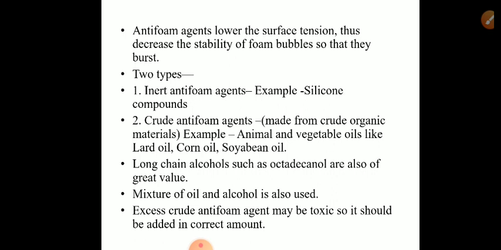There are two types of antifoam agents that are generally used. Number one, inert antifoam agents. Number two, crude antifoam agents that are made from crude organic materials. For inert antifoam, sometimes long chain alcohols like octadecanol are also used. We also use a mixture of oil and octadecanol. For example, in penicillin production, we use lard oil plus octadecanol as antifoam agent.